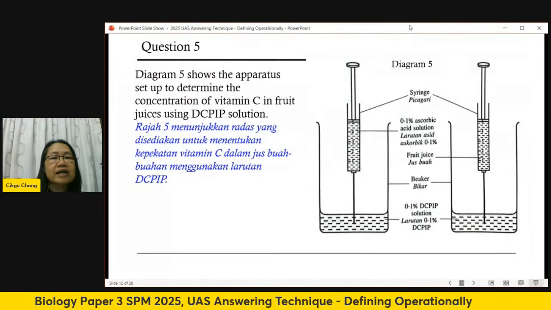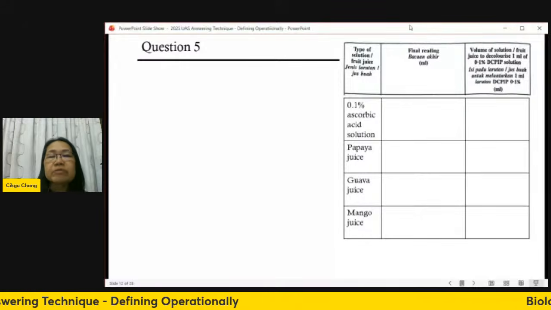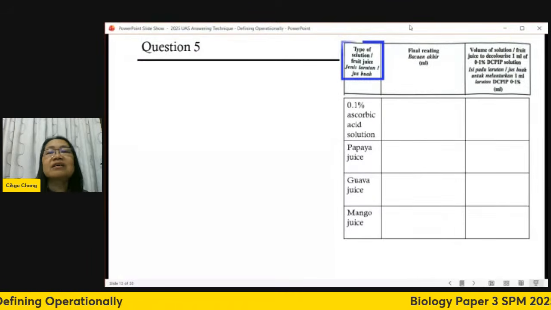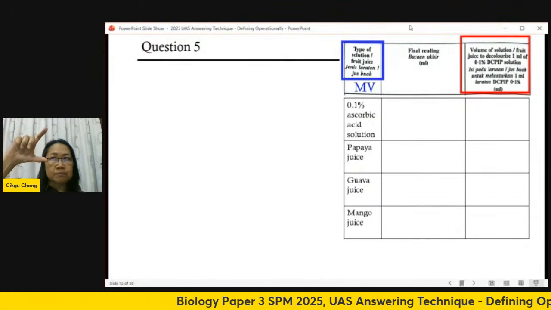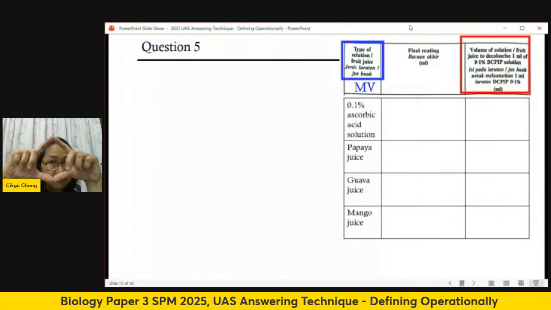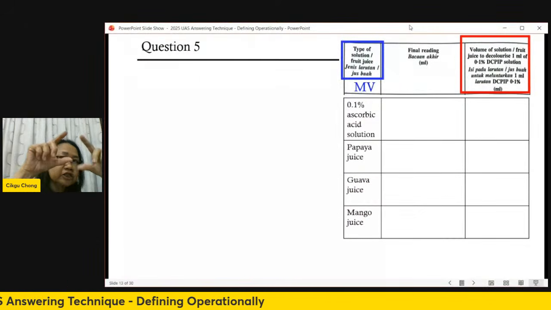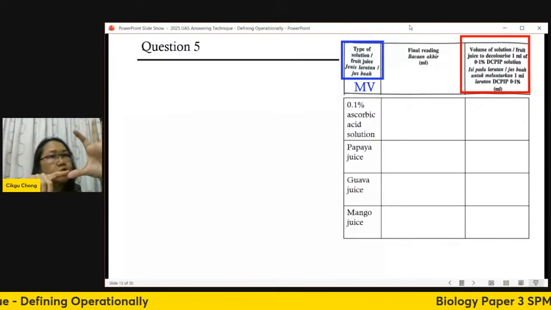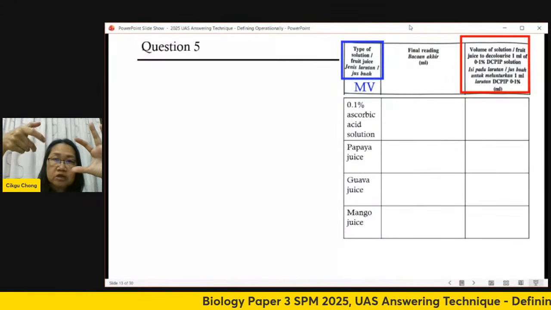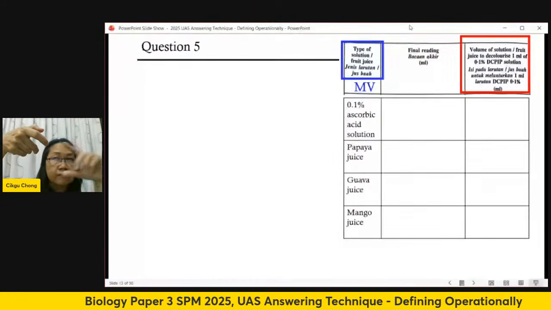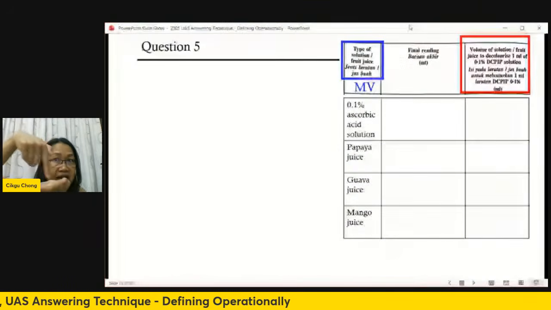Now, what is the question? Wait, before that, this is your MV and this is your RV. As usual, you must put in the solution. You first test with ascorbic acid to get your standard. How much do you need to put inside? Normally you put 5 ml in the syringe. Then you press the piston of your syringe and the solution goes in. Of course, you need to stir as you go along.